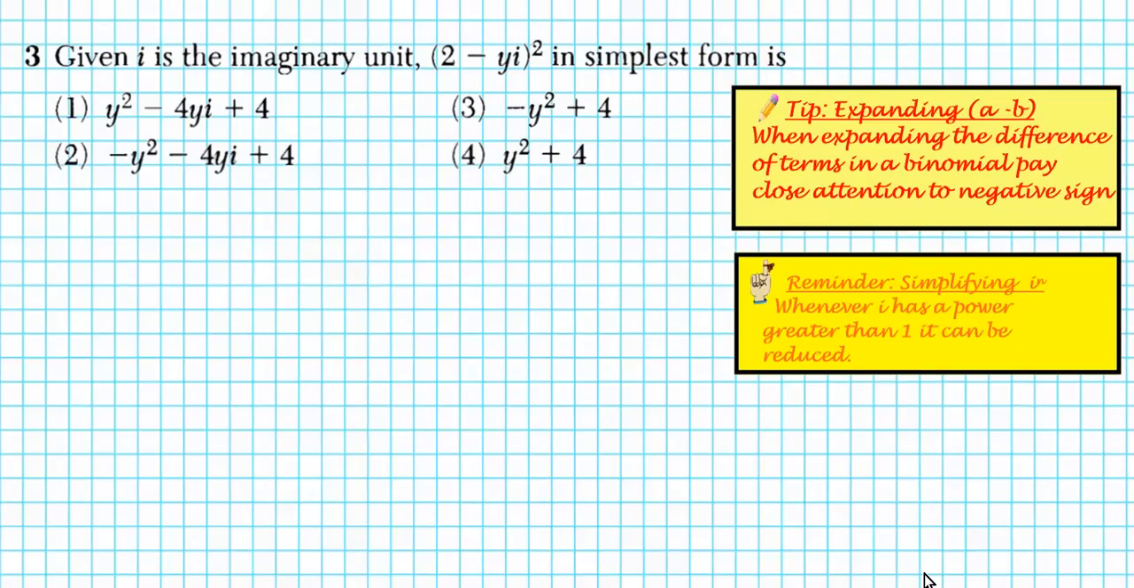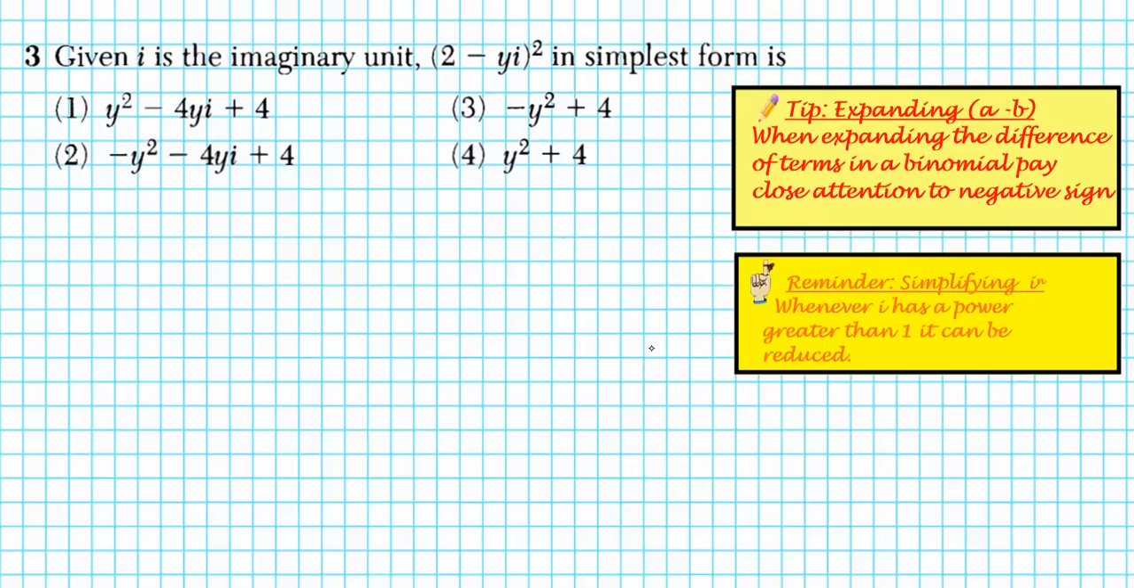Okay, let's take a look at number 3. It reads, given i is the imaginary unit, the quantity (2 − yi) raised to the second power in simplest form is. Now, one tip concerning expanding difference of terms is that you want to pay close attention to that negative. That negative when you're expanding binomials could be a source of error. So you want to pay close attention to that.